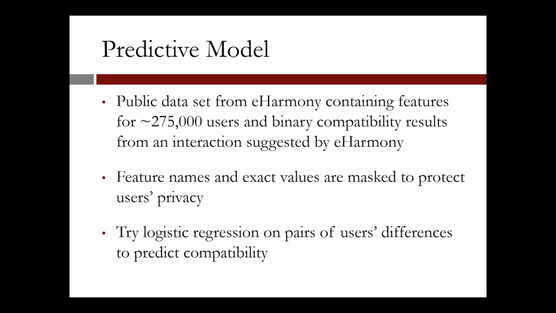Let us attempt to demonstrate an approach to develop compatibility scores. We utilize public data from eHarmony containing features for 275,000 users and binary compatibility. Feature names and exact values are masked to protect users' privacy. Correspondingly, we won't be able to directly interpret which features are important as we do not know the identity of these features. We use logistic regression on pairs of users' differences to predict compatibility.